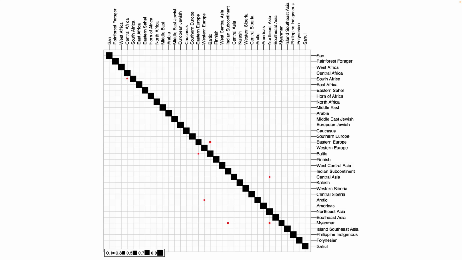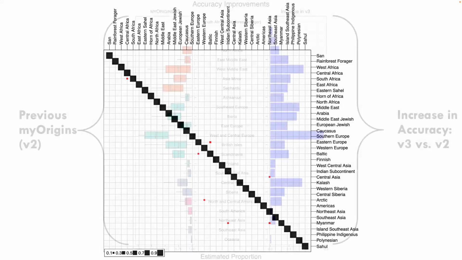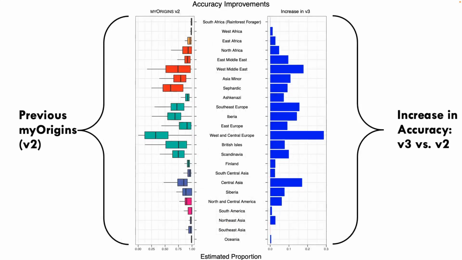If they're misassigned, they're shown in red off the diagonal. And again, 96% accuracy at the level of superpopulations. Pretty good. In many cases, the accuracy of myOrigins 3 is about 10% better than myOrigins 2, and nearly 30% better in this one case in the middle there.